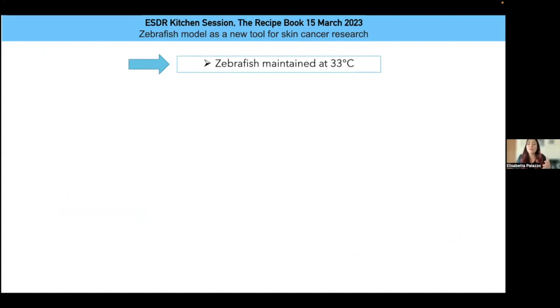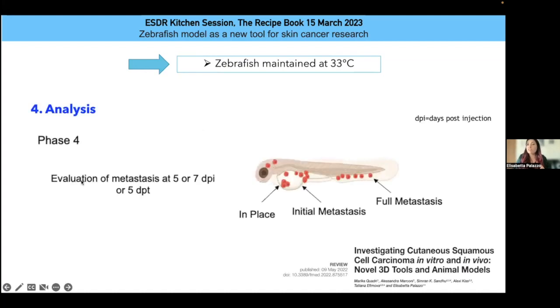Then zebrafish need to be maintained at 33 degrees, which we found is a sort of compromise between 28 degrees for the zebrafish and 37 degrees for human cells. And at this point, after a week, because we have a time point of 5 or 7 days post-injection, according to the presence or not of treatment.